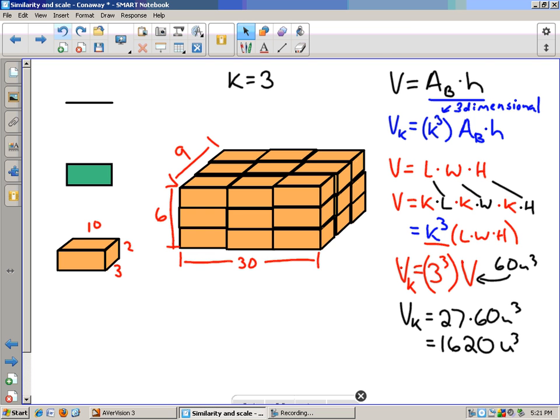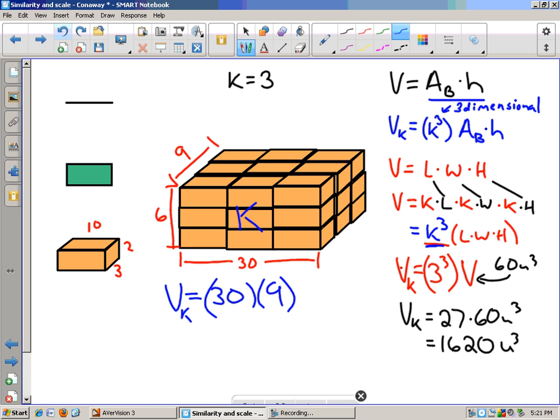So let's find out if that is what really happened. That's what we believe is going to happen using this idea of K cubed. So let's try it with the math and see what really happens. Over here we can see that the volume of K, this big box, is 30 for the length of the base times 9, the width of the base, times how high we're going to stack it. We're going to stack it 6 tall.